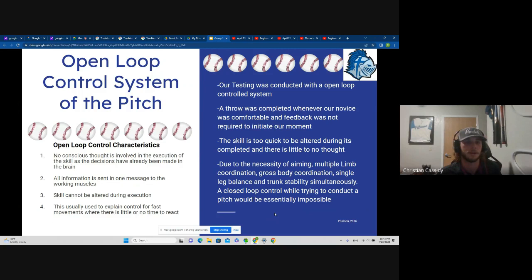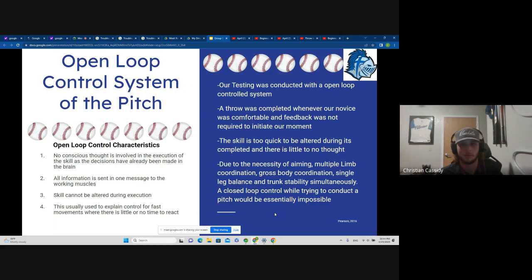So again, here's our breakdown of why the pitching motion was an open loop control system. There's not a lot of conscious thought in the execution of the skill. The information is sent in one message to the working muscles. I couldn't alter his motion during execution of a pitch. I couldn't say, hey, speed your arm up while he's throwing. It's just not viable. He can't make an adjustment fast enough because the motion's so quick. So there's not a reaction time in this motion. It's, okay, let me get out of my own way and conduct the movement. And I think Dyron did a really good job with that when I just said, hey, don't think about it, throw as hard as you can.